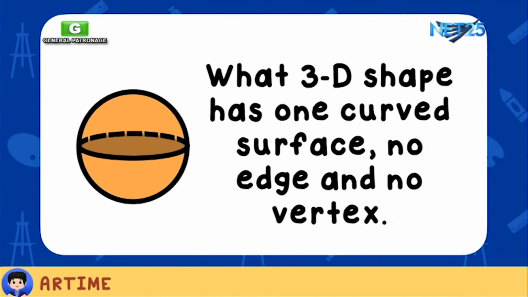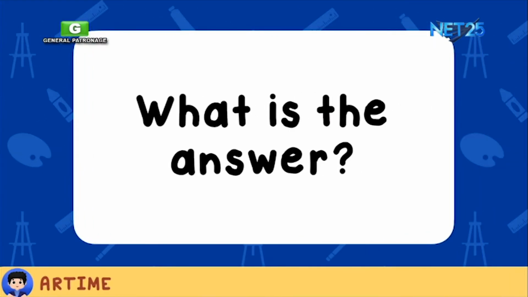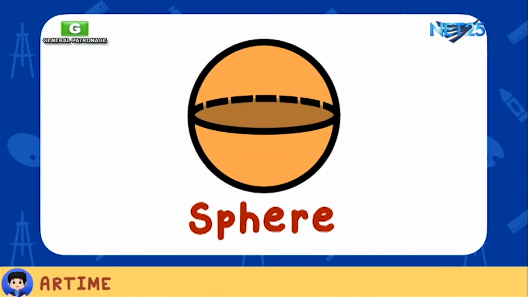Last question, friends! What 3D shape has 1 curved surface, no edge, and no vertex? What is the answer, friends? Right! A sphere!